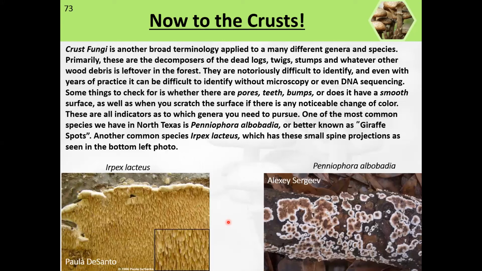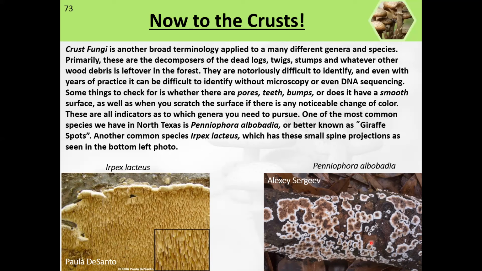And now to the crusts. The crusts are another loose terminology applied to many different genera and species. These are what's found growing on dead wood, and they grow flat on wood, right? Sometimes they'll develop somewhat of a cap, but it aborts, and that's called effuso-reflexed, when it's almost a cap but not. Then some features you have to look for are whether it has pores, teeth, bumps, or a smooth surface, like right here.